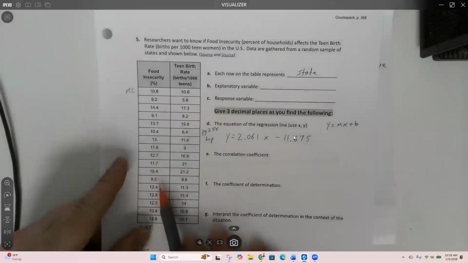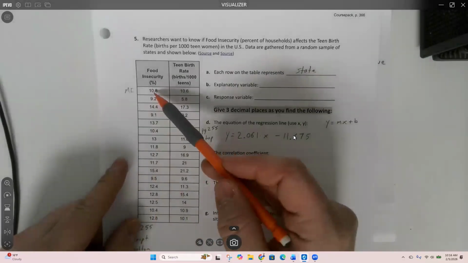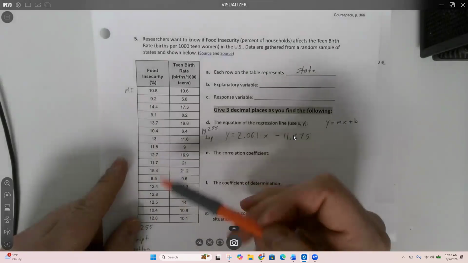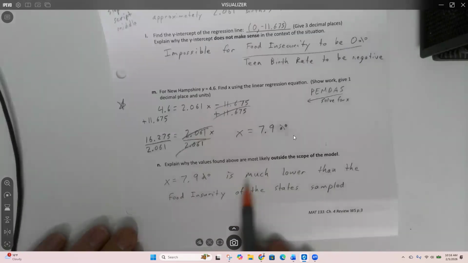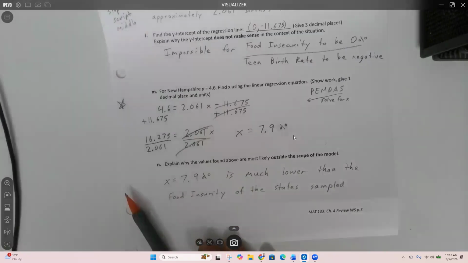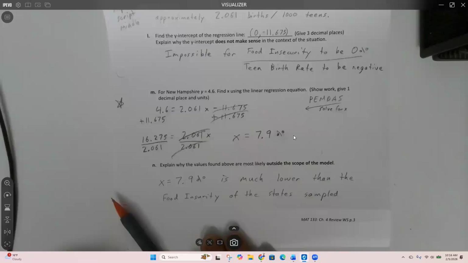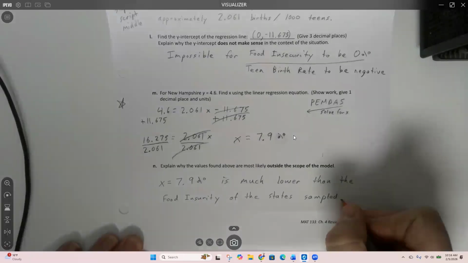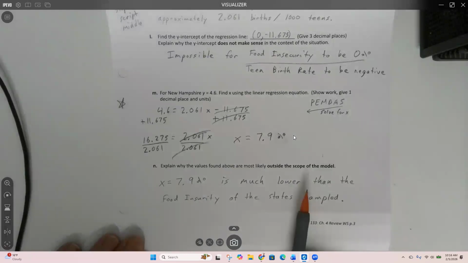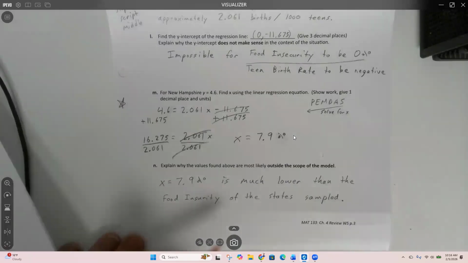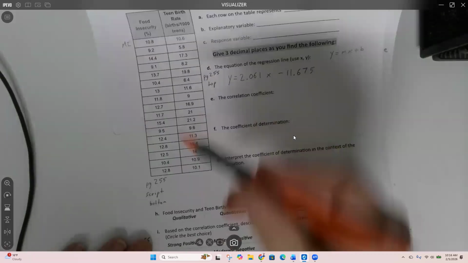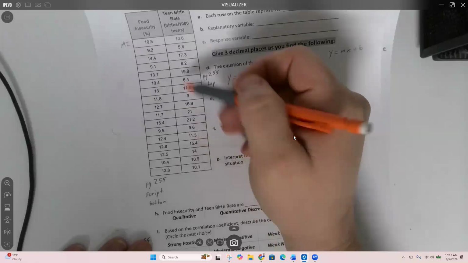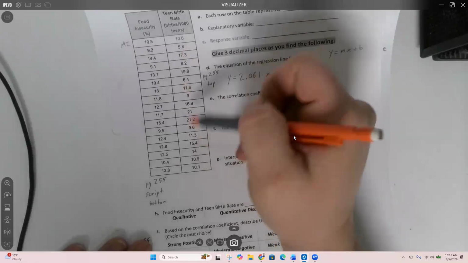So here's the states that were sampled, and all these numbers are like 10.8, 11.8, 13. Nothing in here is close to 7.9. 7.9% is much lower than the states that were sampled or measured. However you want to word that, basically the key is 7.9% is much lower. Or you didn't even have to say that one. You could have looked at the y values. Y value was 4.6. You could say 4.6 is way lower than any of the other measured birth rates.